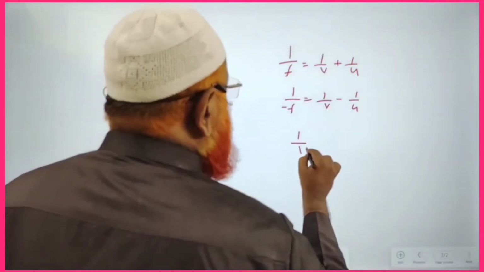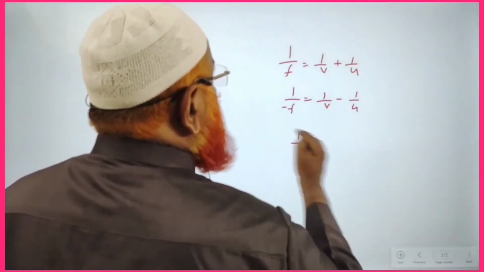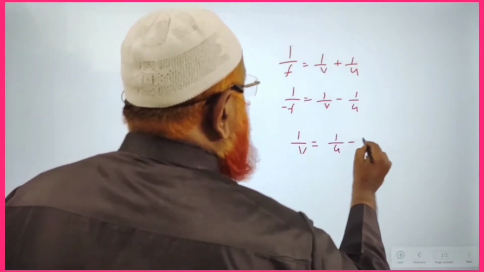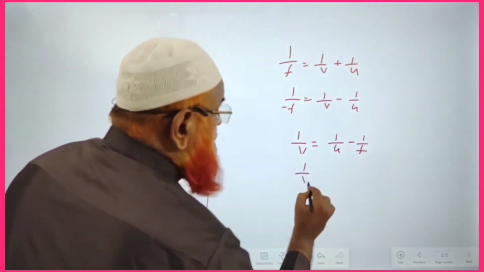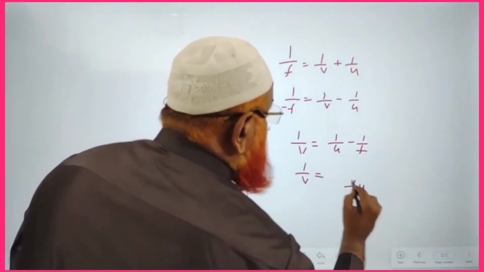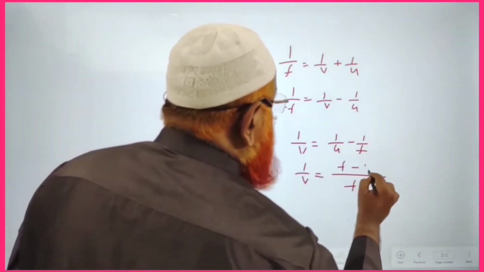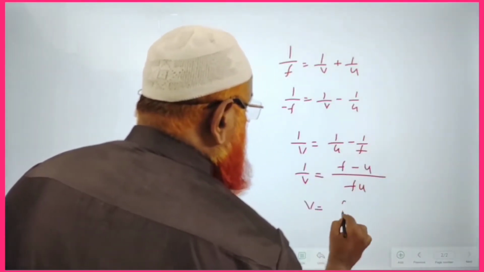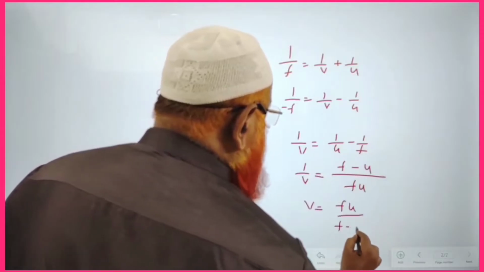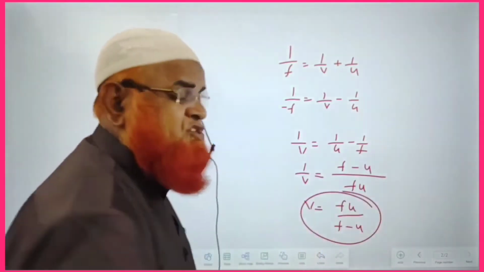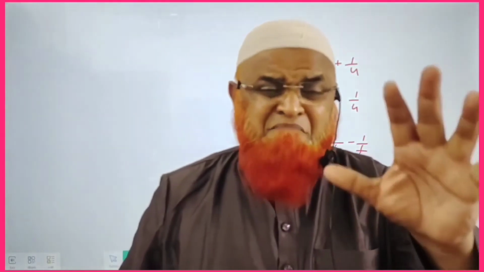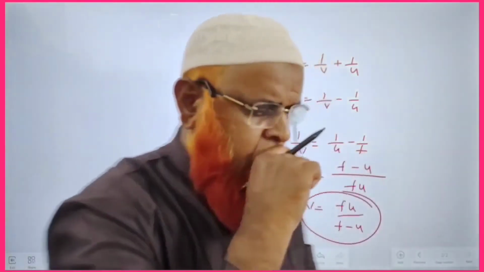From this it is understood that 1 by v is equal to, you take to the left side, 1 by u minus 1 by f, or 1 by f minus 1 by u. This is fu and this is f minus u. So therefore v is nothing but fu by f minus u. This is a shortcut formula to find out the image distance.